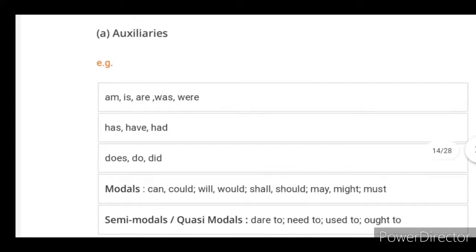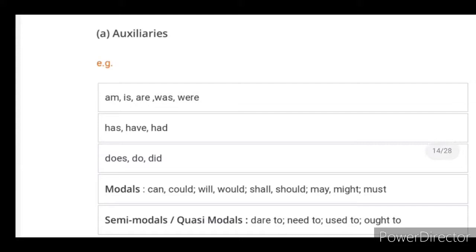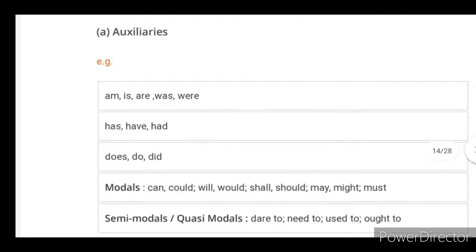These modal verbs always accompany the base form of another verb. For example, I can swim. Can I use your phone? In I can swim, can is accompanied with swim. So these are all the modal verbs. We also have semi-modal verbs, which get attached with to: dare to, need to, used to, ought to. These are all the auxiliary verbs. These auxiliary verbs are divided into two types, primary auxiliaries and modals. Okay, children?